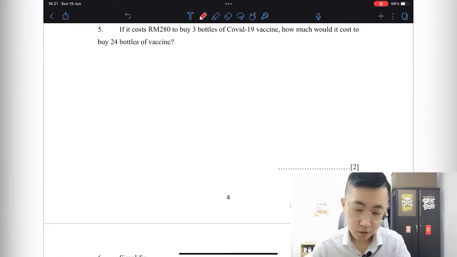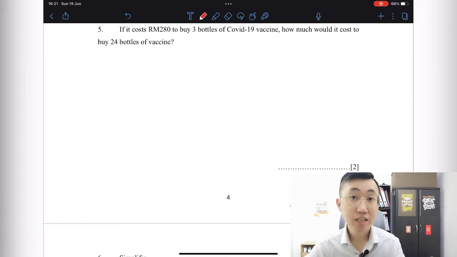Question 5. So if it costs 280 ringgit to buy 3 bottles of COVID-19 vaccine, how much will it cost to buy 24 bottles of vaccine? So this one is actually proportion question, and this is the technique that I would like to do.